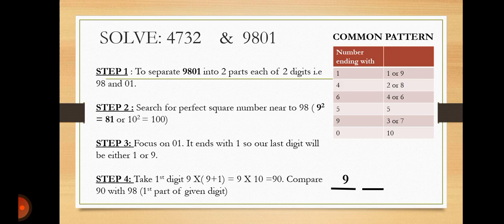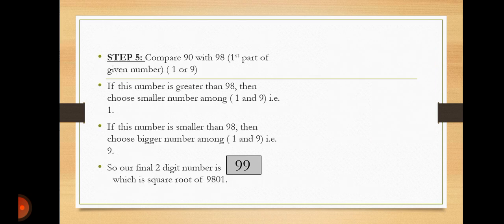Now we have to compare this 90 with 98, which is the first part of our given number 9801. When we compare 90 with 98, we have only two options as the second digit, that is 1 or 9. But how do we choose whether it is 1 or 9? If this number 90 is greater than 98, then we will choose the smaller number, that is 1. And if it is smaller than 98, then we will choose the bigger number amongst the two, 1 and 9, which is 9.